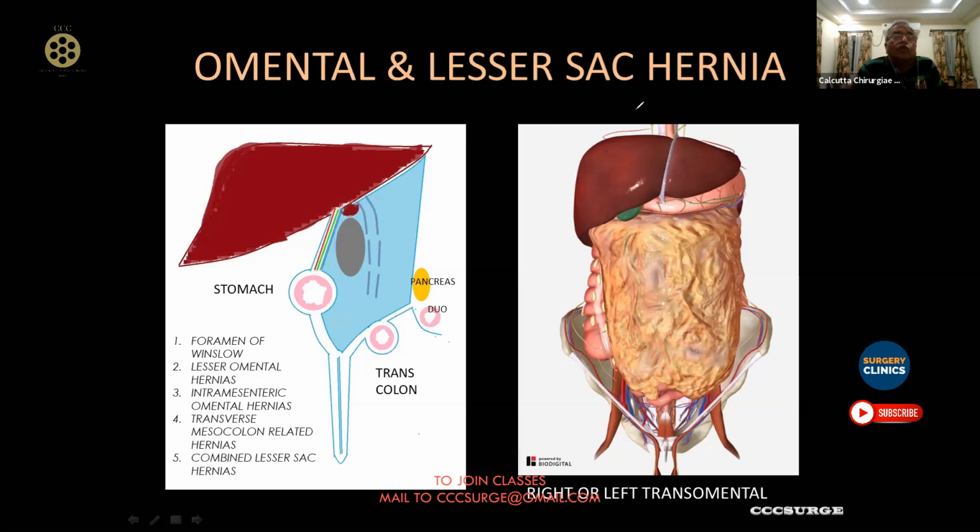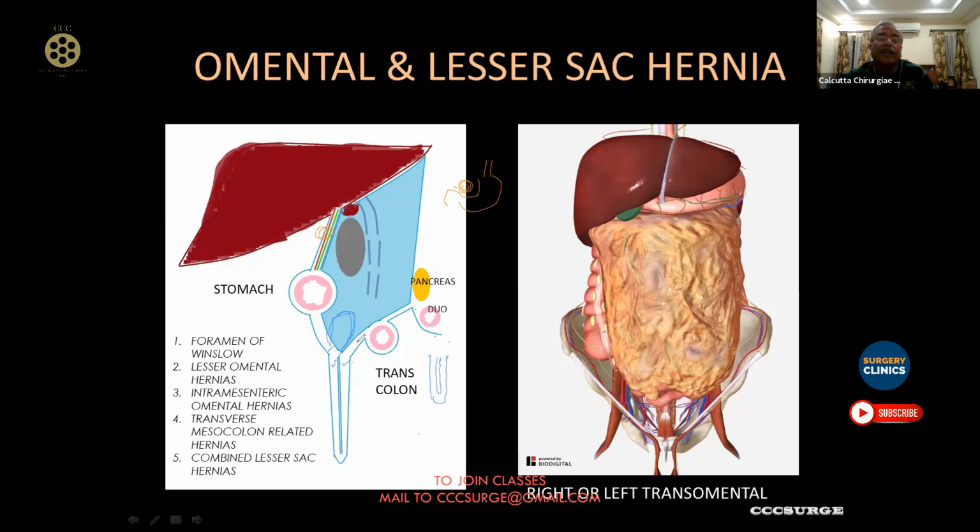Very good. You also have lesser omental hernias, which means it comes through the lesser omentum, which we've already drawn out. It comes through out here. You have an intramesenteric omental hernia. Now, what is that? Omentum is basically a four-layered structure, isn't it? Four layers: two layers going down, two layers coming up. So if you have an intramesenteric defect, which means the hernia has come through out here and is in between that and that, where does it present? It has to present in the lesser sac.